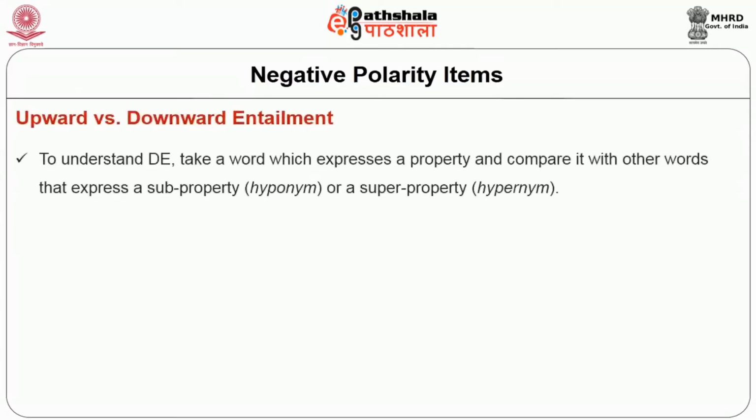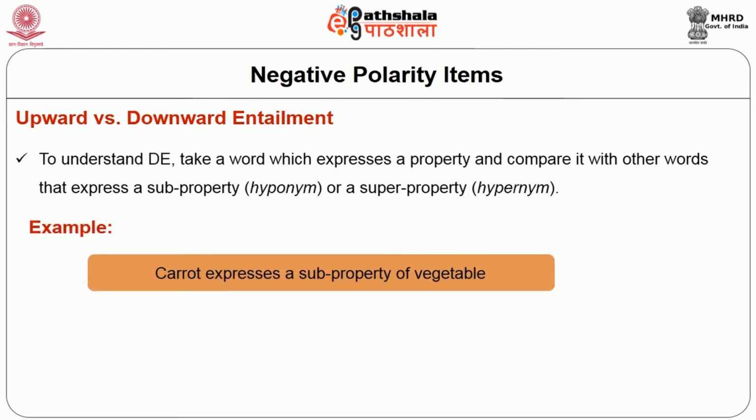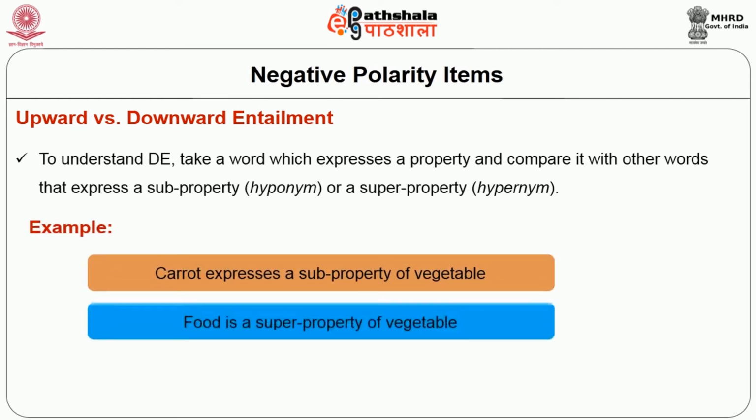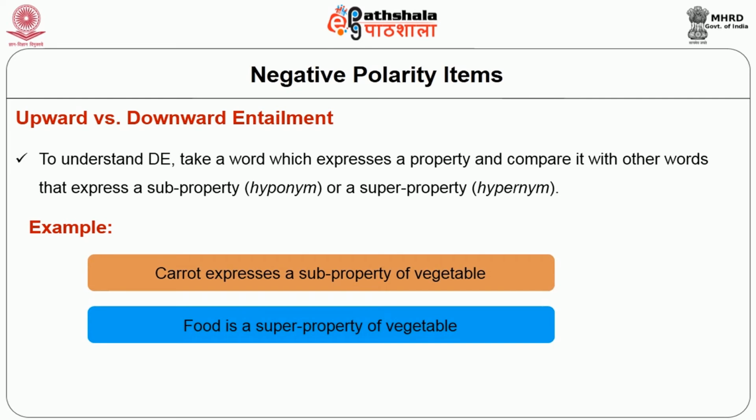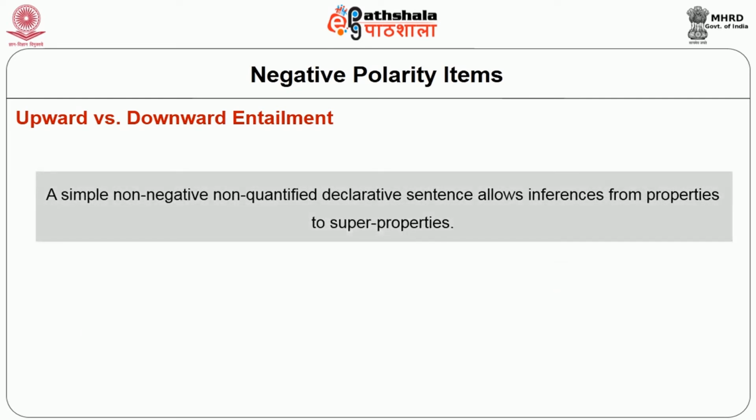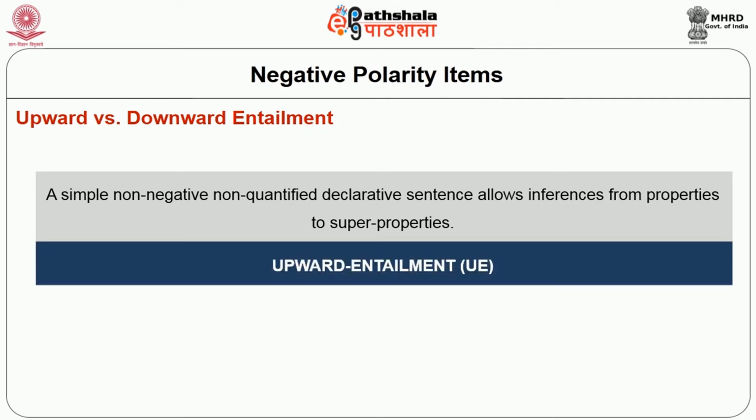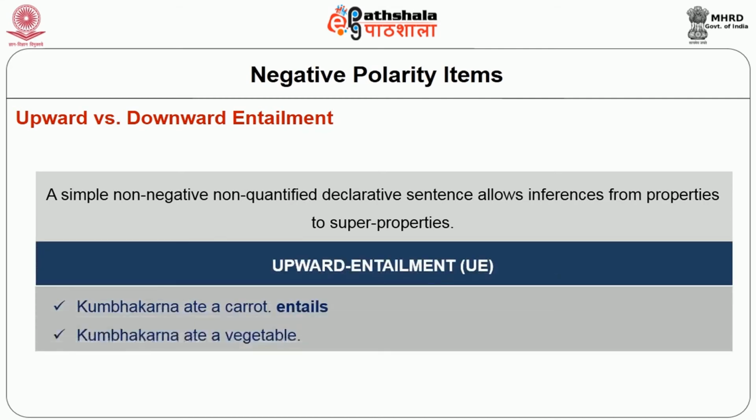To understand DE, we take a word which expresses a property and compare it with others that express a subproperty, a hyponym, or a superproperty, a hypernym. For example, carrot expresses a subproperty of vegetable. Food is a superproperty of vegetable. A simple, non-negative, non-quantified declarative sentence allows inferences from properties to superproperties. This is called upward entailment or UE. So, "Kumbhakarna ate a carrot" entails that Kumbhakarna ate a vegetable.